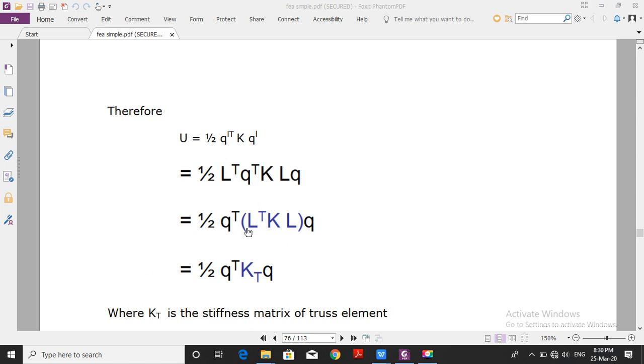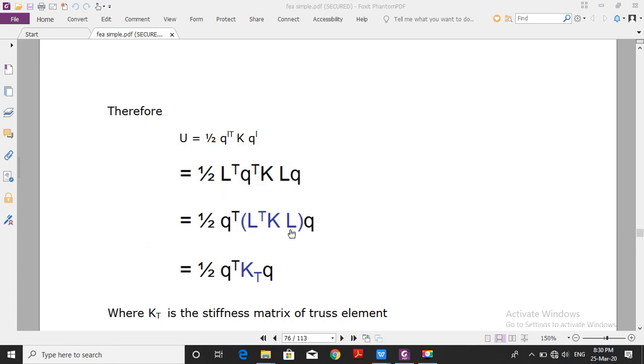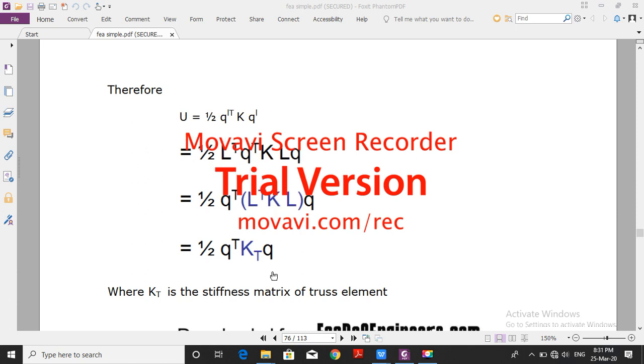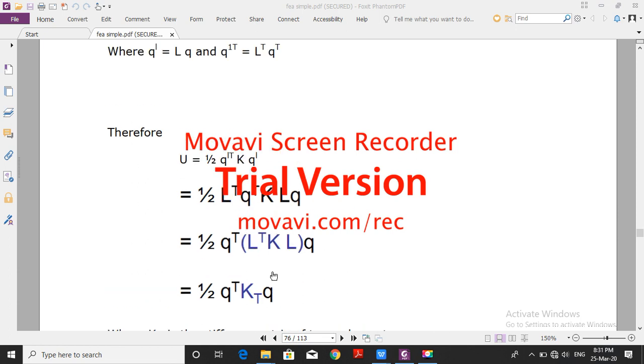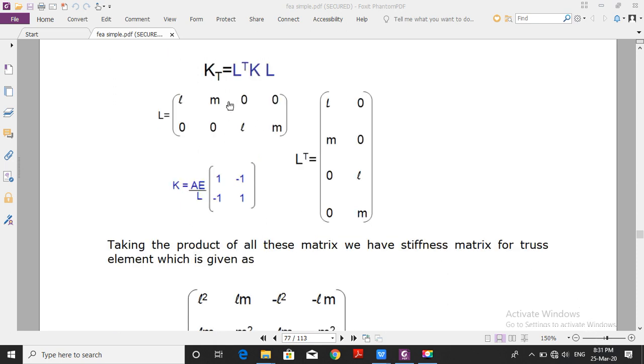So half of q transpose, we can keep q transpose aside, and we will write it as L transpose k into L. So it will become kt. The final equation will be half of q transpose kt into q. So kt is the stiffness matrix of the truss element, and we will find it. See this, kt is equal to L transpose k into L.